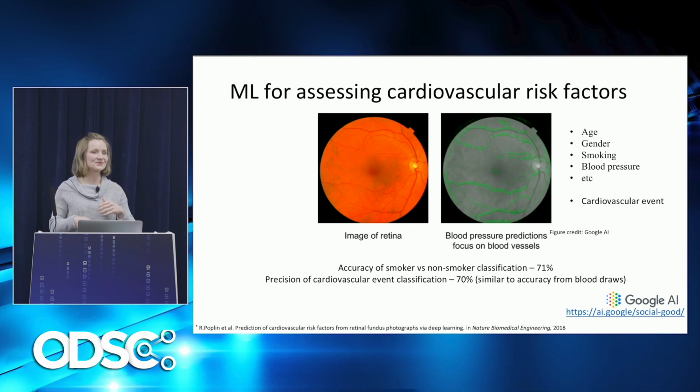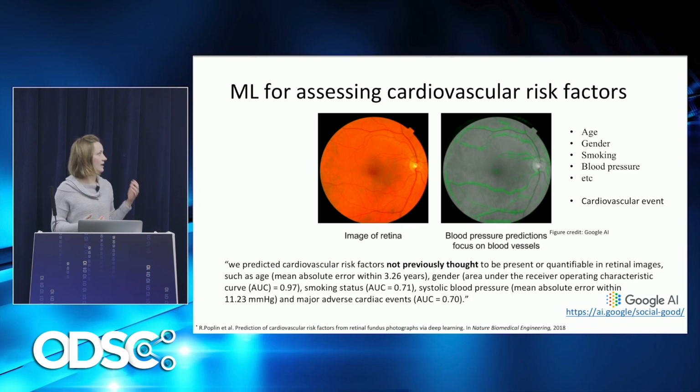They could predict whether a person is a smoker or not, by looking at the retina image, with 71% accuracy. They also managed to predict a cardiovascular event with 70% accuracy. If you, as I was, were not impressed with this level of accuracy, it's actually similar to the accuracy you can get from blood tests. And most interestingly, they found a correlation between the retina images and cardiovascular risk factors which was not known before in medicine.